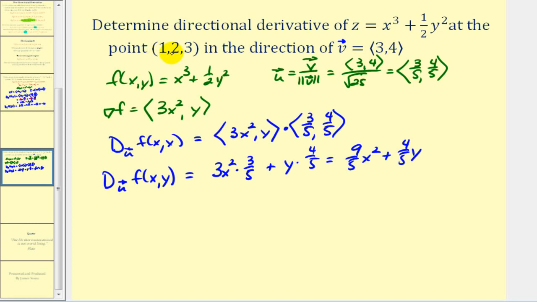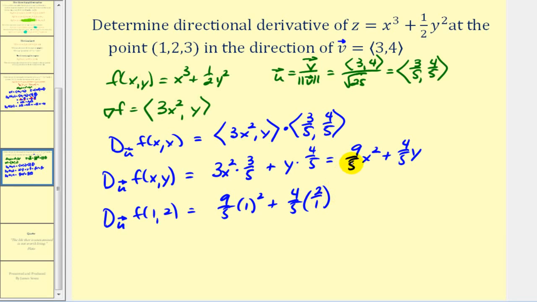And now we'll sub in x equals 1 and y equals 2. So we'll have 9/5 times 1 squared plus 4/5 times 2, or 2 over 1. That's going to give us, once we have a common denominator of 5, 9 plus 8, or 17/5. So the slope of the tangent line in the direction of v at the point 1, 2, 3 should be positive 17/5. Let's go and take a look at that as well.